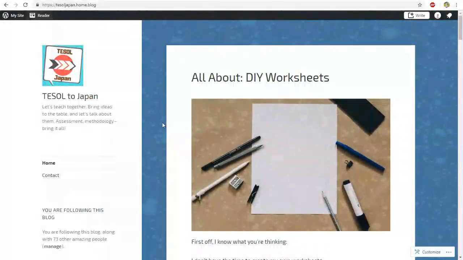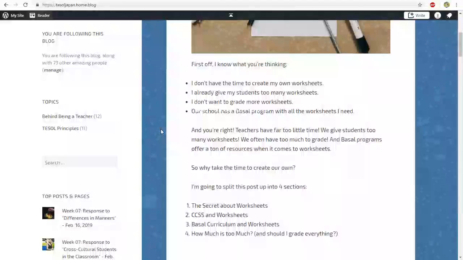So, all about DIY worksheets. Okay, first off, I know what you're thinking. I don't have the time. I give my students too many worksheets. I don't want to grade any more worksheets.